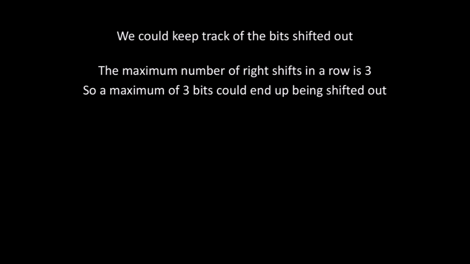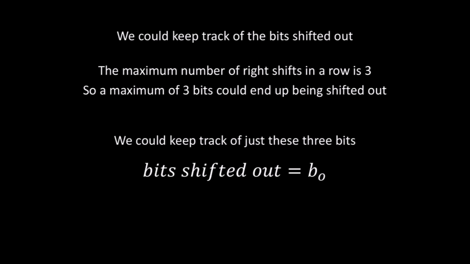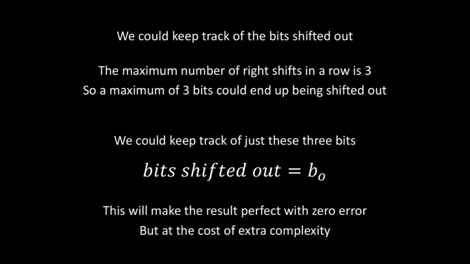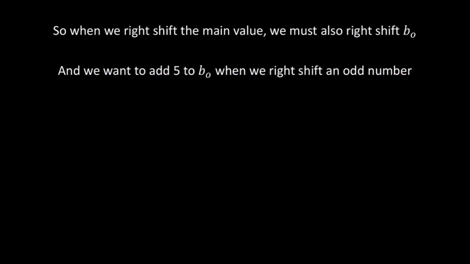We could keep track of these bits using another value, B0, which represents the bits that have been shifted out. This will make the result perfect with 0 error, but at the cost of extra complexity. So when we right shift the main value, we must also right shift B0, and we want to add 5 to B0 when we right shift an odd number.